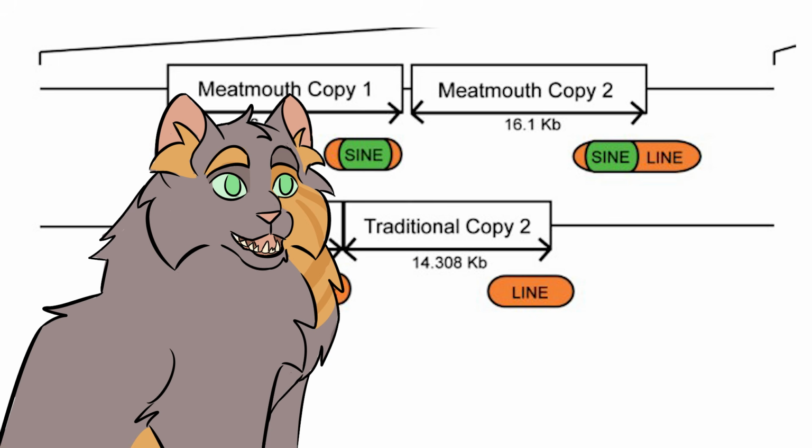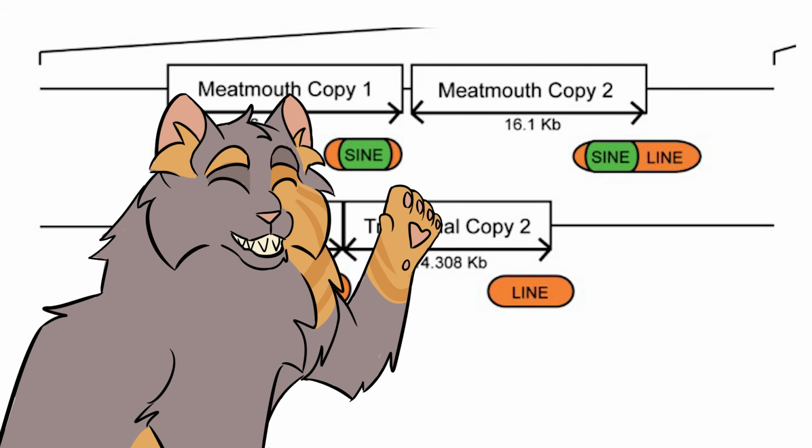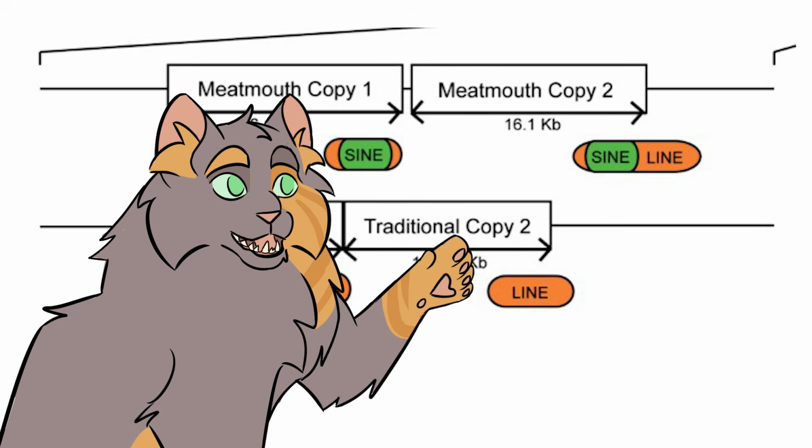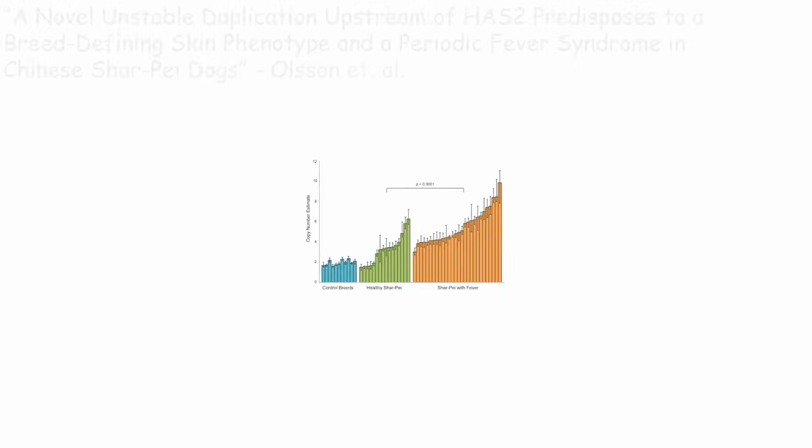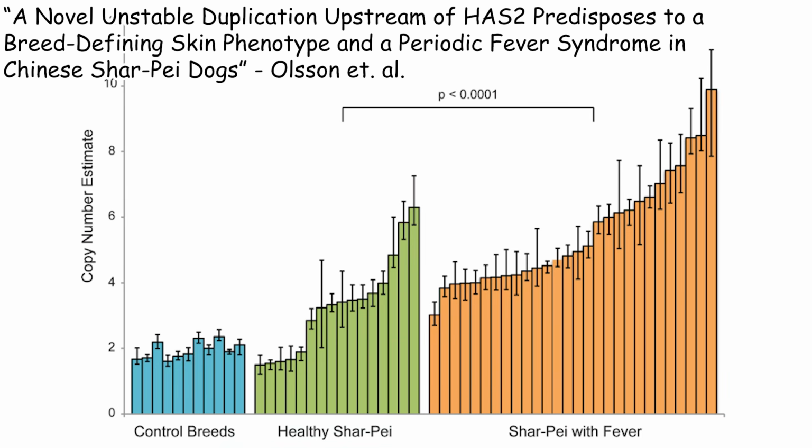You know those A, T, C, G letters? 14.3 thousand of those. Allelic variations of the traditional locus have this set of 14.3 thousand base pairs duplicated a different number of times. The Meatmouth locus partially overlaps it and is about 16.1 thousand base pairs long. Allelic variations of the Meatmouth locus have this set of 16.1 thousand base pairs duplicated however many times. Here's a graph from the article showing the variation here, just comparing different versions of Meatmouth. Control breed refers to non-Shar Pei dogs who have the unaffected or normal allele at this gene.